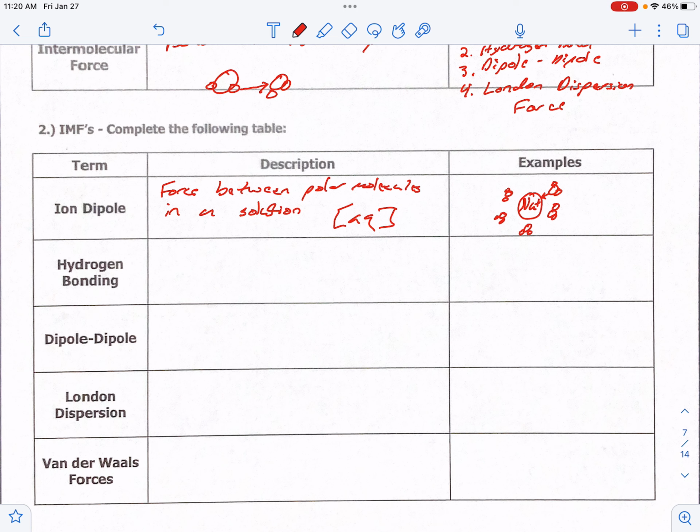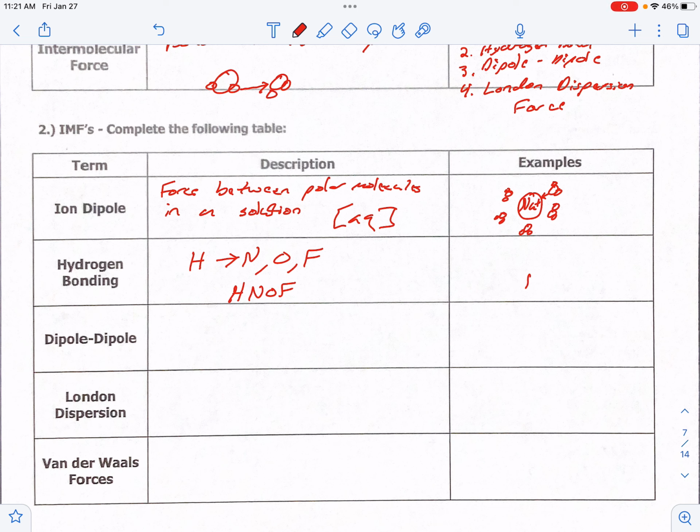Next one is hydrogen bond. That is when you have a hydrogen bonded to a nitrogen, oxygen, or fluorine. I just remember the name HNOF. Sounds dumb, but it sticks. It has to be bonded to one of those three. If they're not bonded to each other, but they're in the same compound, it doesn't count. And we'll do some examples here in a second.